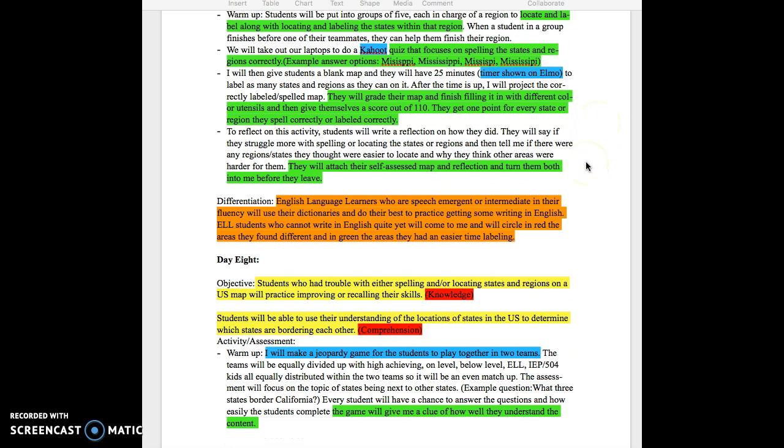And then when they finish and see their score, they're going to turn that in to me, and then they're also going to do a reflection and attach it. That reflection is going to talk about maybe why they struggled more with spelling or locating the states, which ones they thought were easier and why, and then maybe why other states would have been harder for them. Like Idaho was always something I struggled with because I don't know anything about Idaho and it's far away, and it's not something I have had any kind of exposure to, so maybe they would infer that in their reflection, and then they would attach that and hand it in to me.